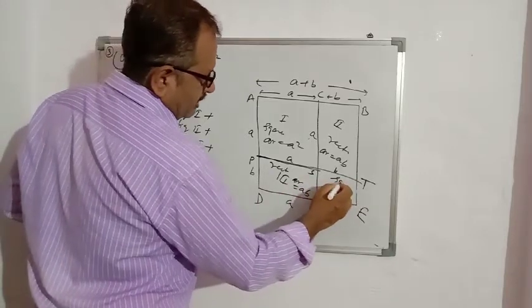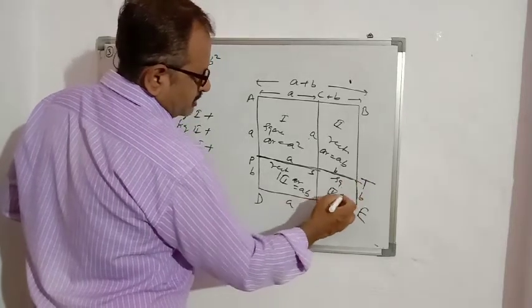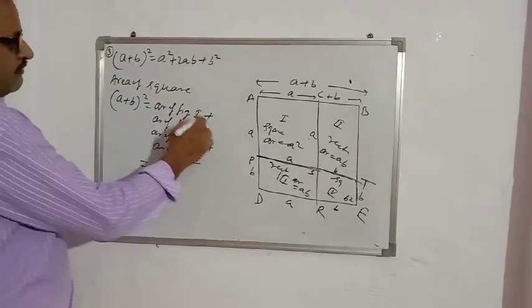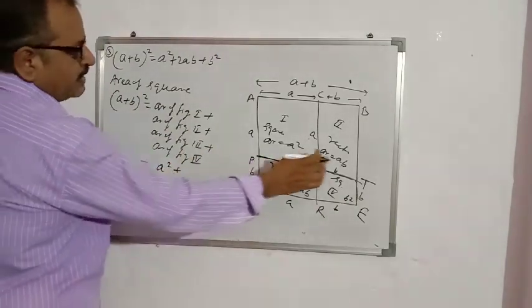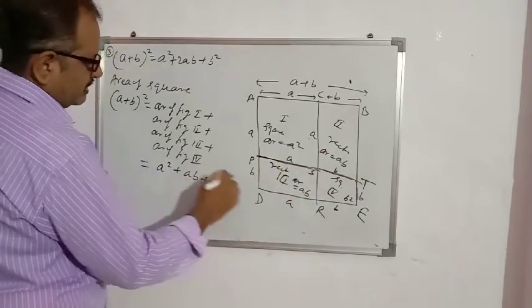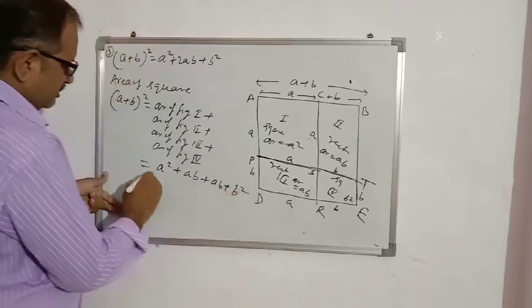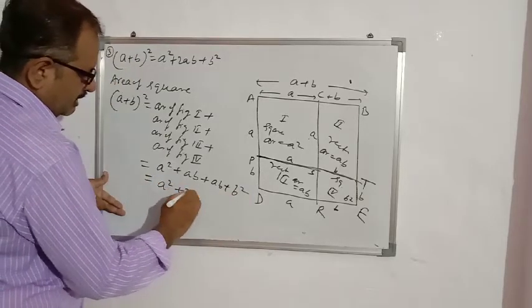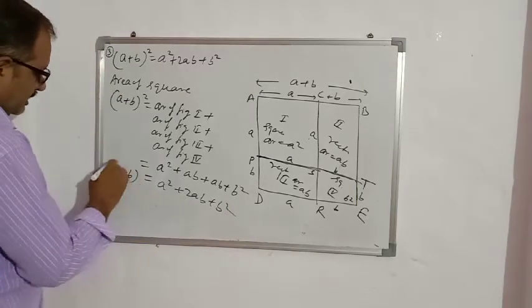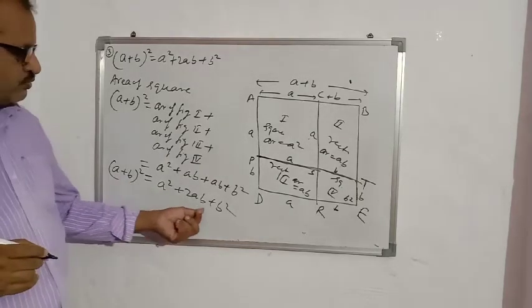It is again a square. This portion is B, this portion is also B. So the area will be B square. So the area of the first part is A square. This one is a rectangle, area AB, plus again the rectangle, the third one, AB. The fourth one is a square. So A square plus AB plus AB, 2AB, plus B square. It is A plus B whole square. So A plus B whole square is equal to A square plus 2AB plus B square.